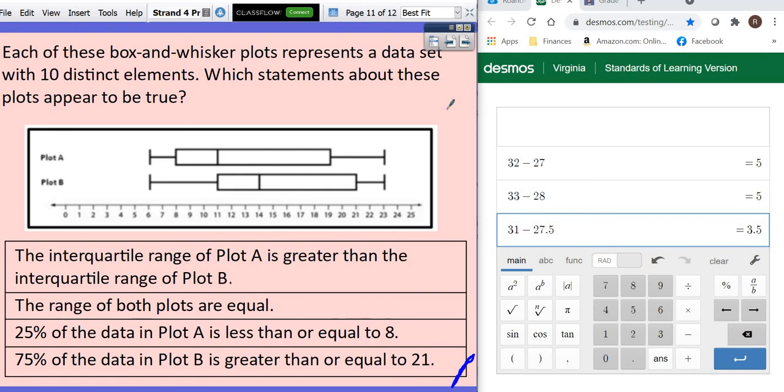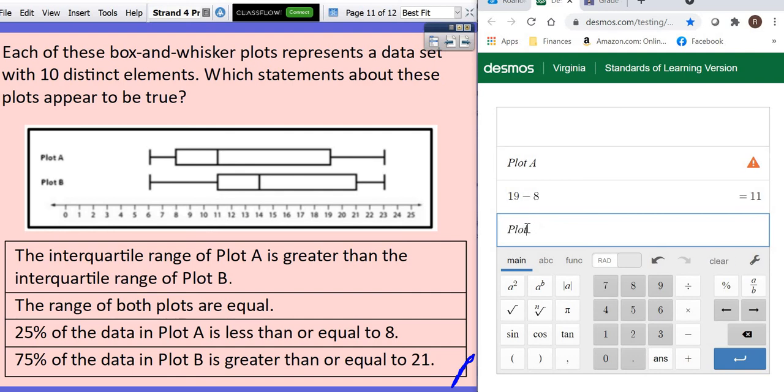So there's 10 pieces of data in each one. Which statements about them are true? All right, well, let's see what the first one says. It says the interquartile range of plot A is greater than the interquartile range of plot B. Well, I'm going to type plot A, and I'm going to do the interquartile range. It starts here, which is at 19, and down here at 8. So I'm going to put 19 minus 8. So that interquartile range is 11.